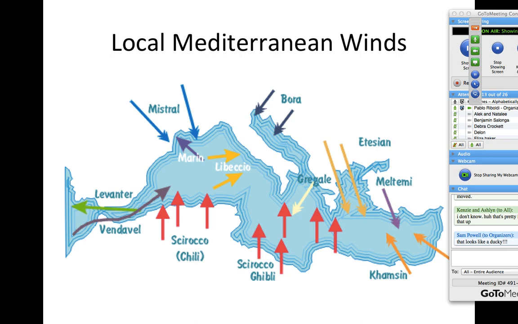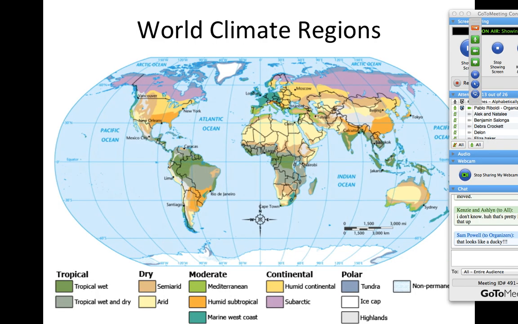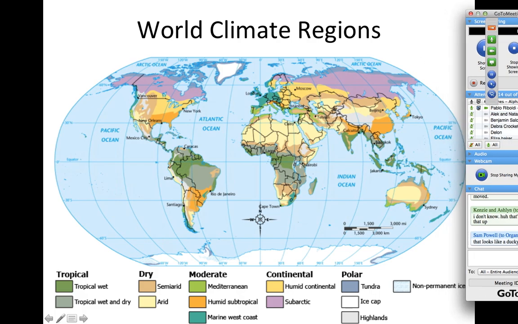So every area has a climate, a specific kind of average expected type of climate for the area. And then there are some local winds or local weather events that happen once in a while, depending on the conditions at some point or another. All right, so let's look now at this map of the world, looking at all the climate regions. So what's the difference between climate and weather?